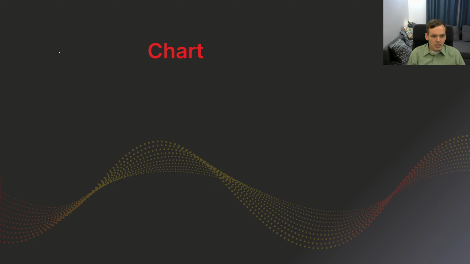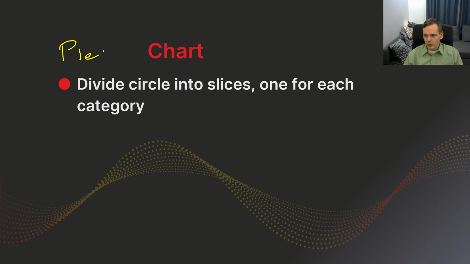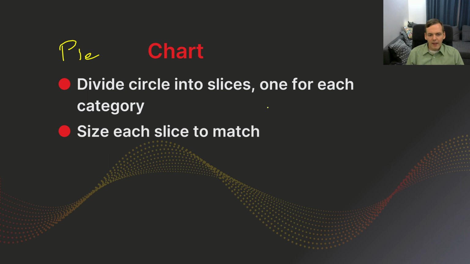The first is a pie chart, and you've probably seen these before. The way you do this is you create a circle, you divide it into slices, and one should be for each category. And then you size each slice to match the percentage of the total data set that each category represents. So that's easier to explain if we show an example here.